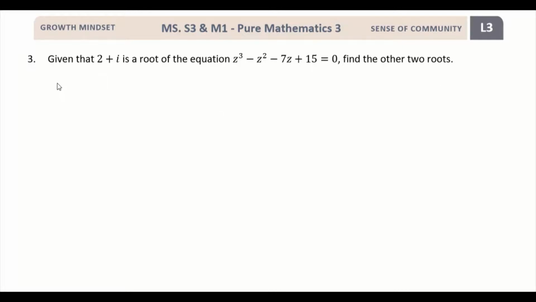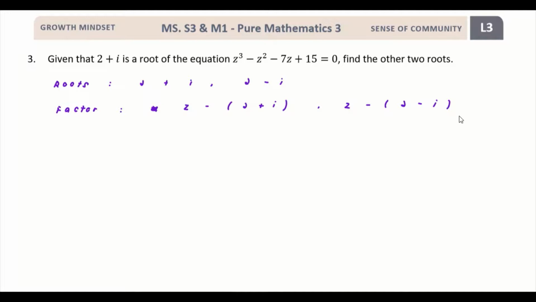Okay, so if you are given one of the roots, 2 plus i, the other complex root is going to be its conjugate, so that's why it will be 2 minus i. By having this, we can also find our factors already. Our first factor is going to be, sorry, we should use z here, z minus 2 plus i. Then the other one is z minus 2 minus i. Alright, so by having this, we can create the quadratic equation.